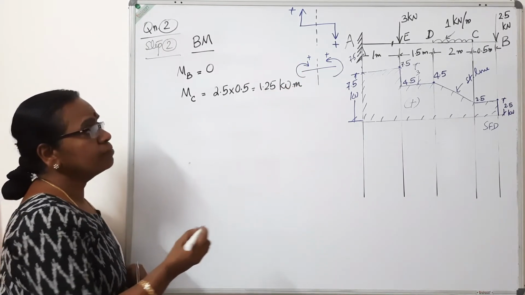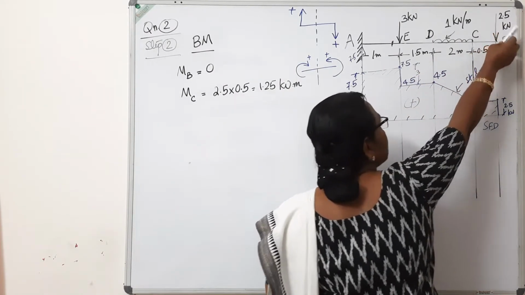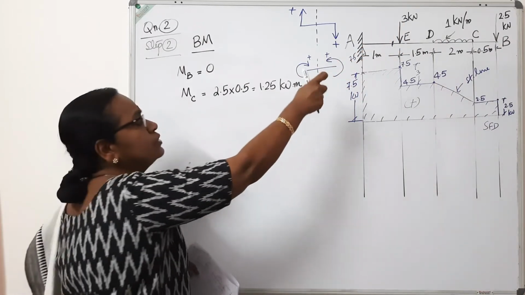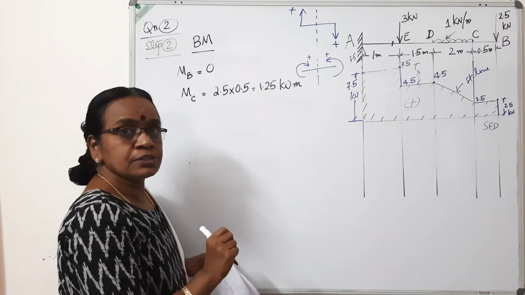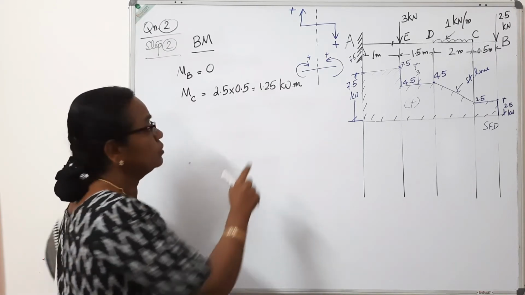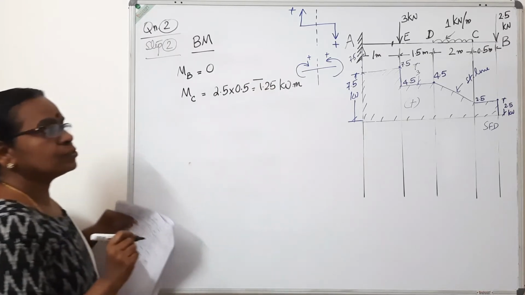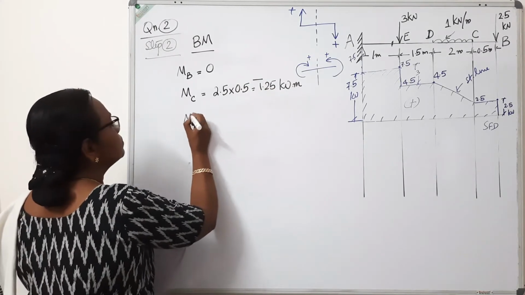What about the sign? This 2.5 is the load. If you rotate it about C, it goes clockwise. It produces a clockwise moment, but according to our sign convention, right of section, anti-clockwise is positive. So this is a negative moment. Minus 1.25 kilonewton meter.